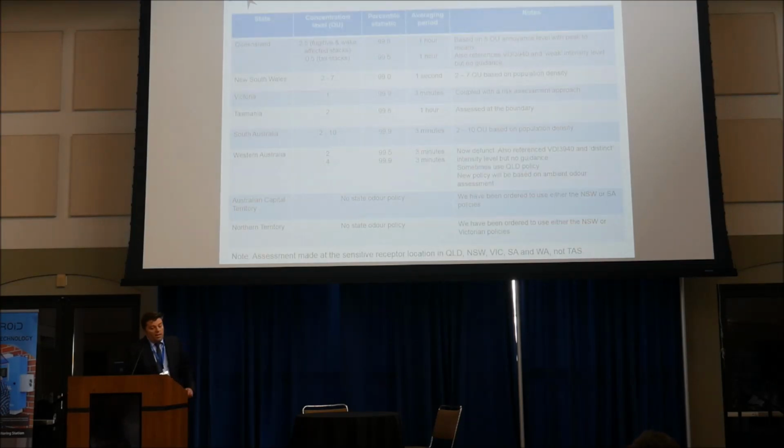This is just a table of all the odour policies in Australia. You can see they range from 2.5 odour units in Queensland and 0.5 for tall stacks, 2 to 7 in New South Wales, 2 to 10 in South Australia, 1 odour unit in Victoria, and different percentile statistics like 99.9, 99.5 and 99 percentile. I know in Europe they use 98, and we have things like 1 second averaging periods, so nose response time, 3-minute averages and 1 hour averages, so they're all different.